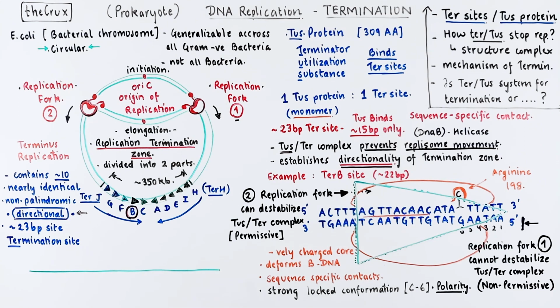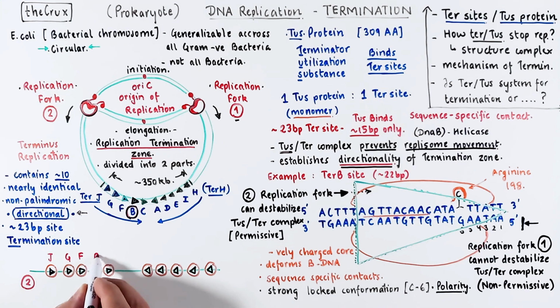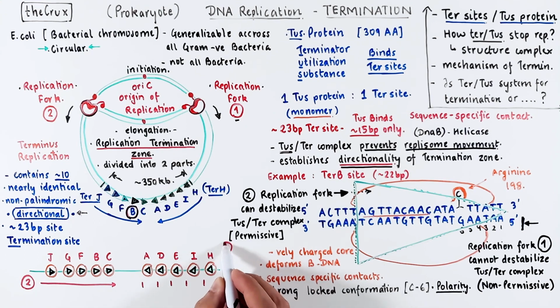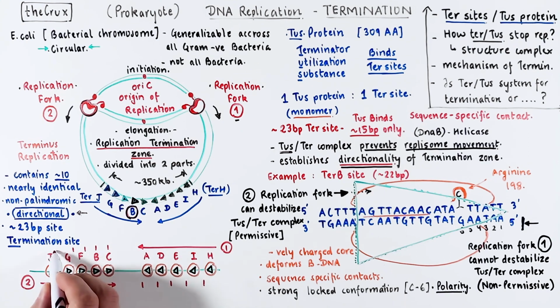This is just one example, but let's put all this information together and understand how the replication termination zone is established. All these 10 sites are bound by the Tus proteins, and replication fork 2 is moving along, and it will destabilize and pass through all these termination sites because of the permissive polarity. But as it gets to the other side of the termination zone, it will hit the non-permissive side of A, D, I, and H. So it can be stopped by any of these sites. In contrast, you have replication fork 1, which is coming from the opposite direction, and it passes through A, D, I, and H termination sites because of the permissive polarity, but it can be stopped by any of the sites from the other end. So that is the important takeaway concept in the directionality of the termination zone.